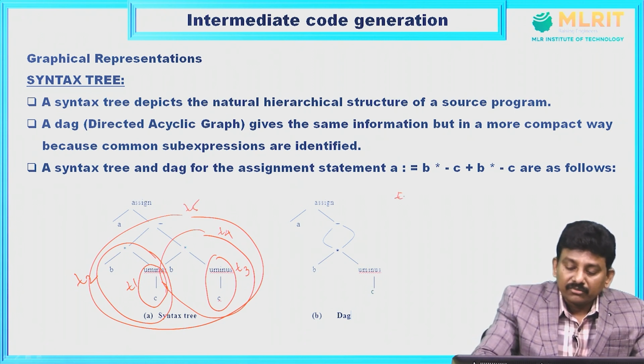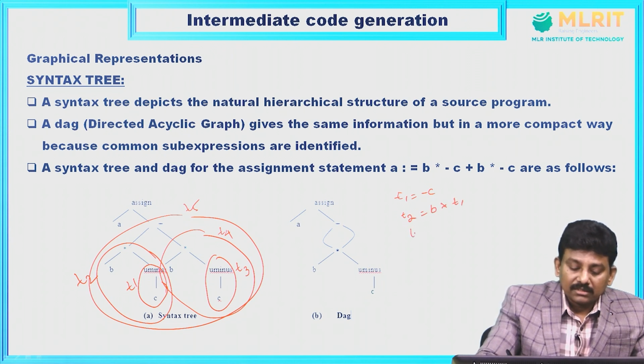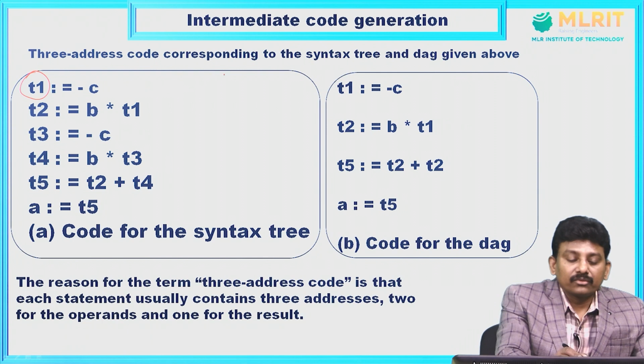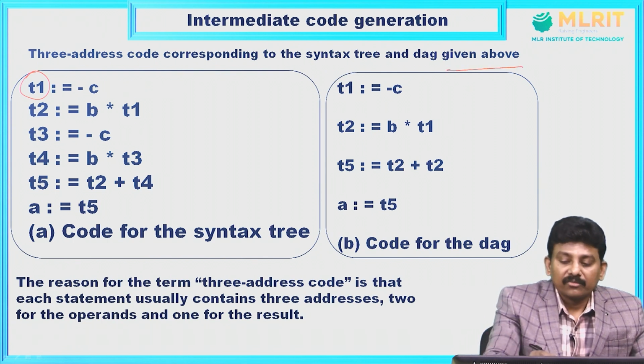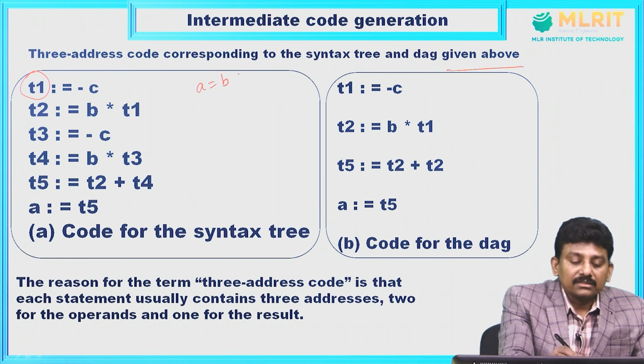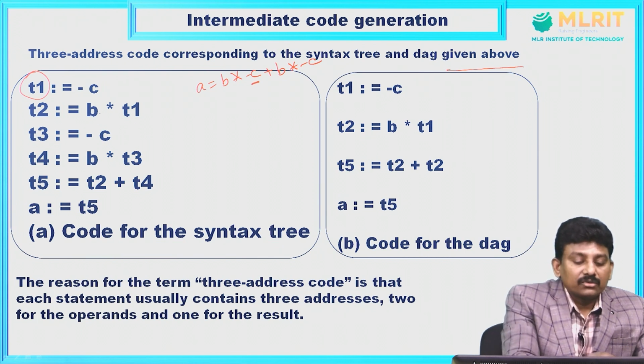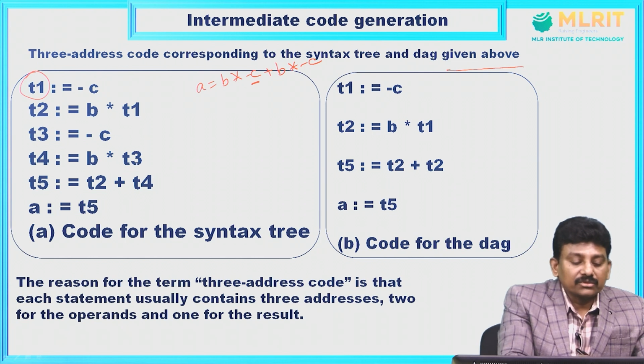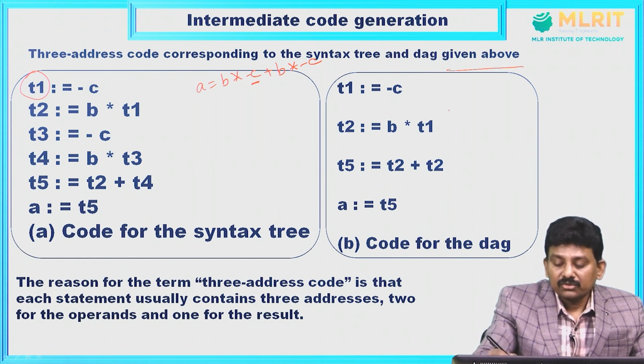I will write T1 is equal to minus C, T2 is equal to B star T1, T3 is equal to minus C, T4 is equal to B star T3, T5 is equal to T2 plus T4, A is equal to T5. Like that you can write. So, this is the 3 address code corresponding to the syntax tree and DAG given above, for the expression A is equal to B star minus C plus B star minus C.